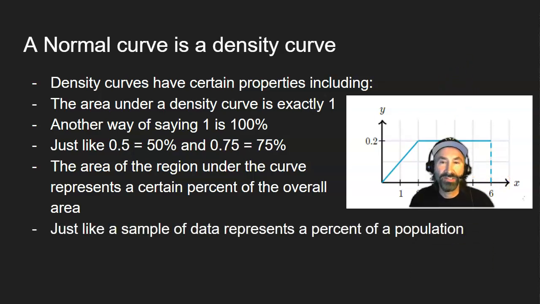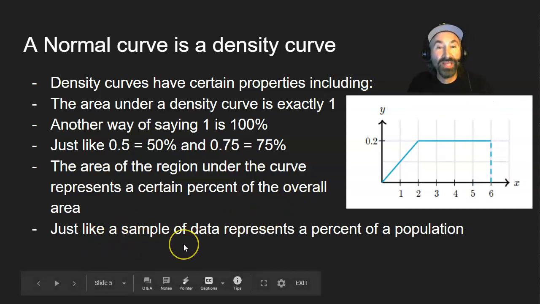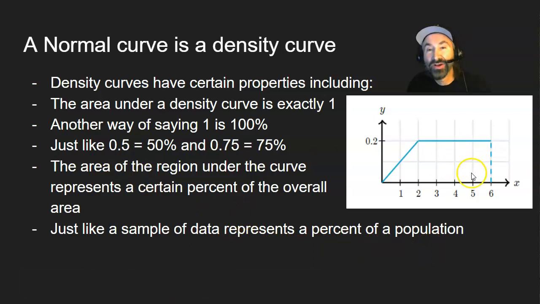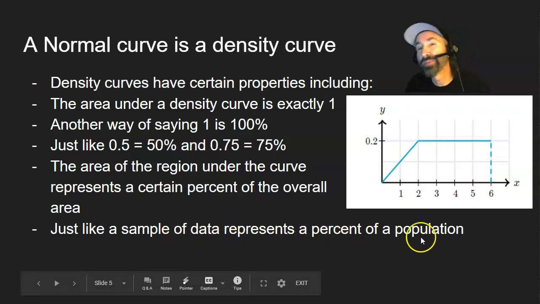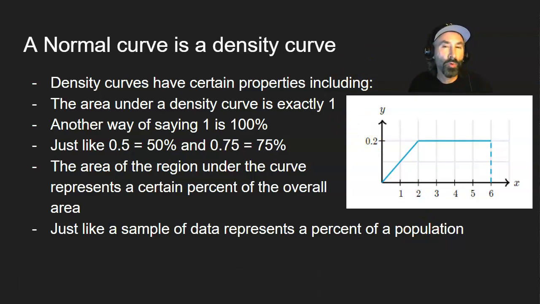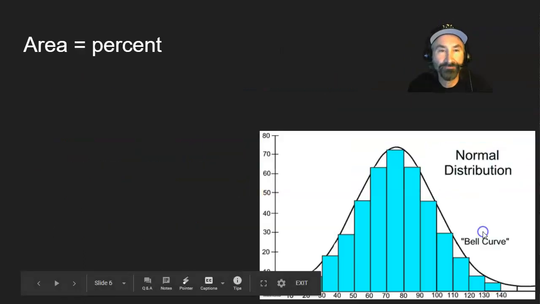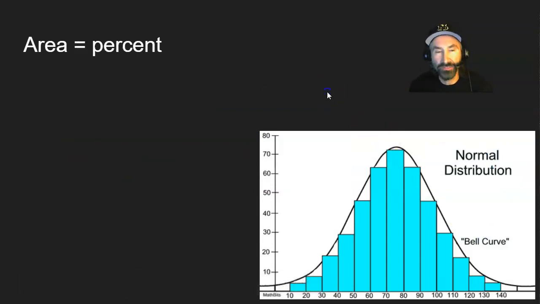So let me go ahead and get this out of the way. The area of a region under a density curve is just like how a sample of data represents a percent of a population. Okay, so that's the analogy we're going to use when we look at normal curves and we're thinking about what it represents. The whole normal curve represents an entire population, and the part we're interested in represents some percent of the population. So we are going to use area as an analogy for percent.